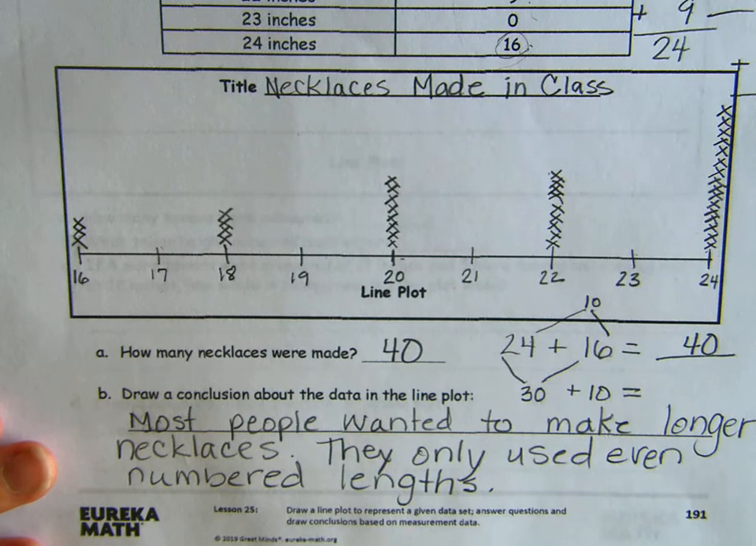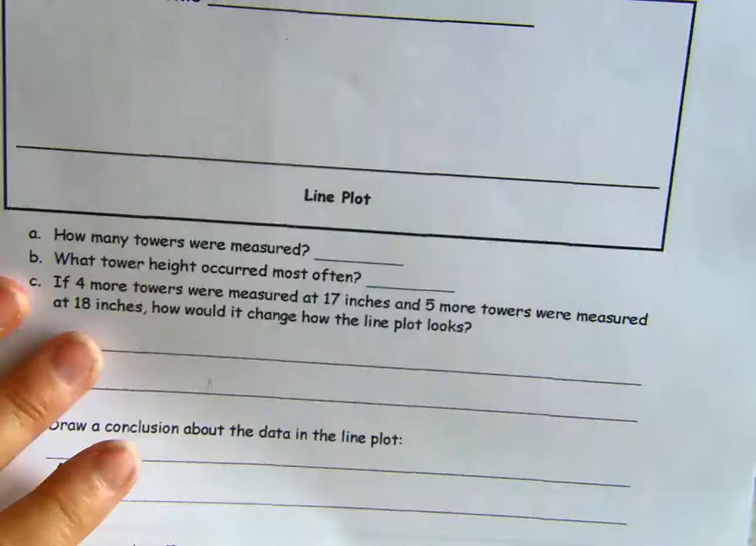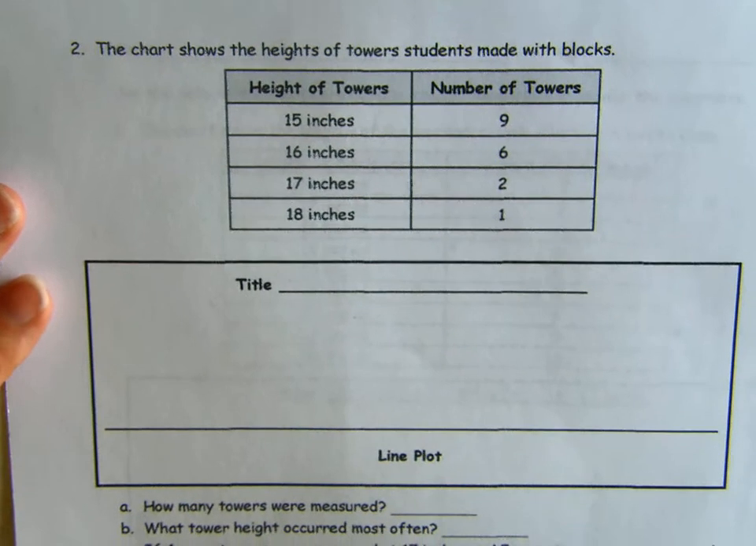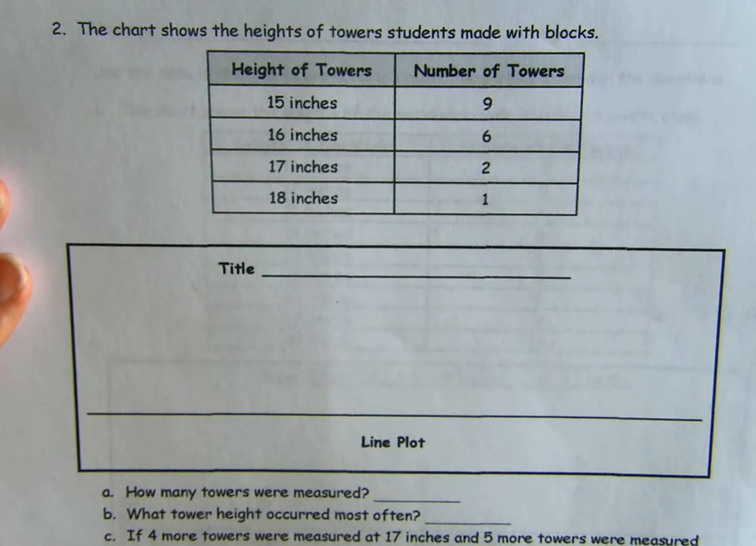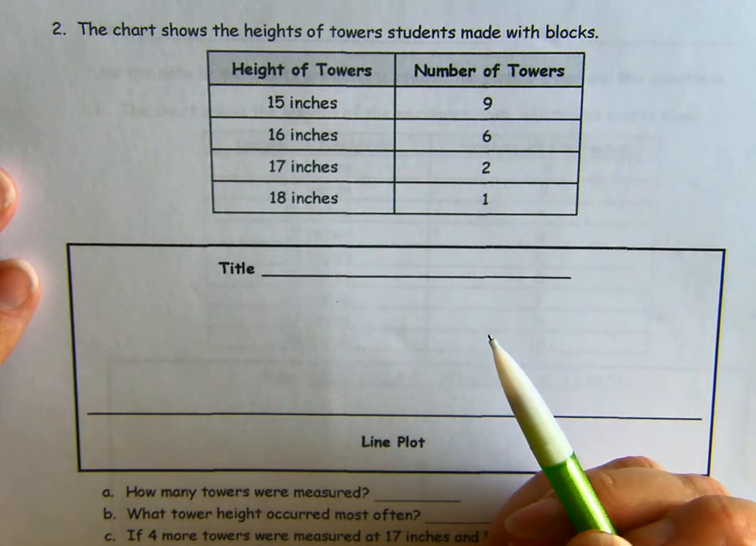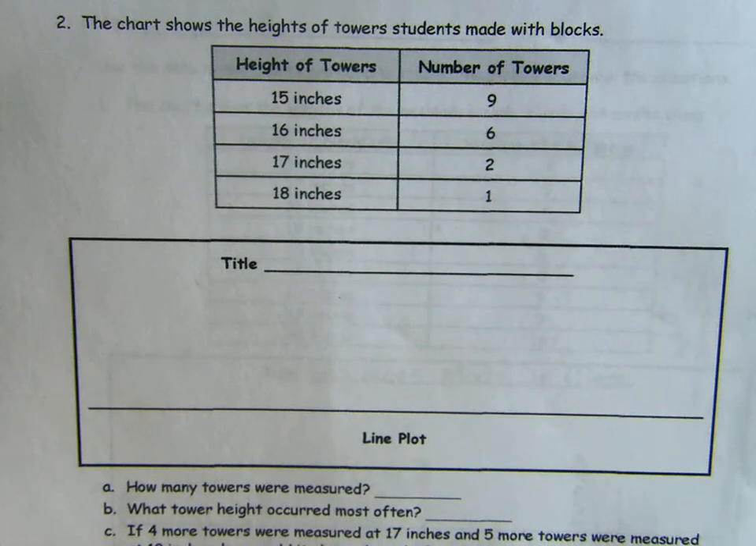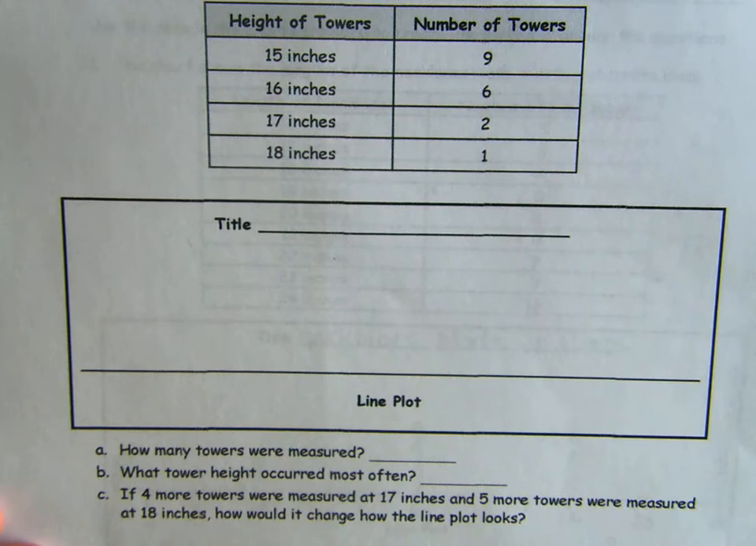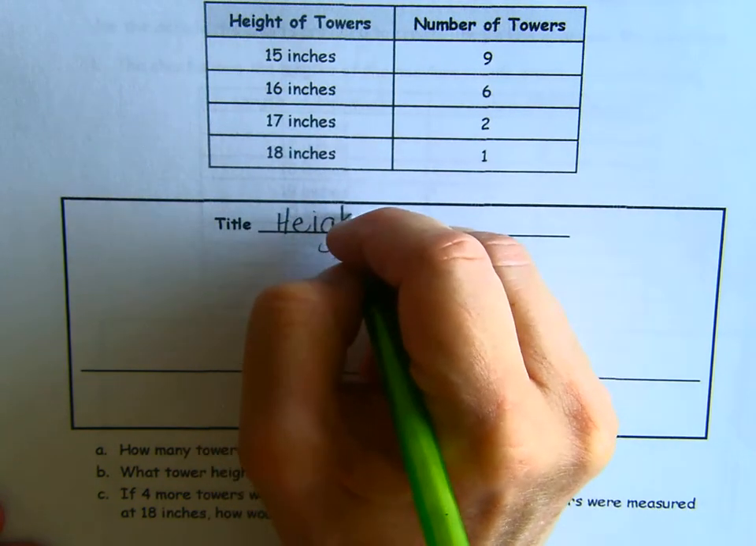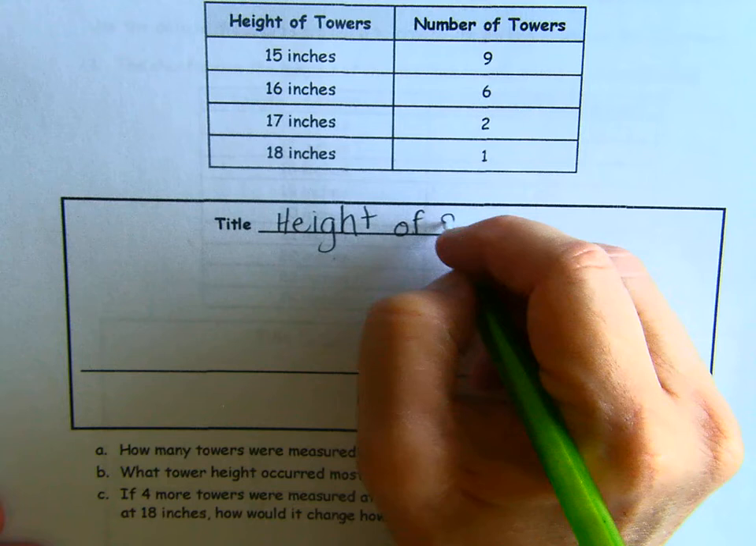I'm going to go ahead and change the page, so if you need to pause to catch up with any of that, go right ahead. On our second page of homework, this is 192. Going to do the same thing. This is about the towers that students made, blocks of towers, and then they got to measure them. That sounds like fun. So this is about height of student towers.